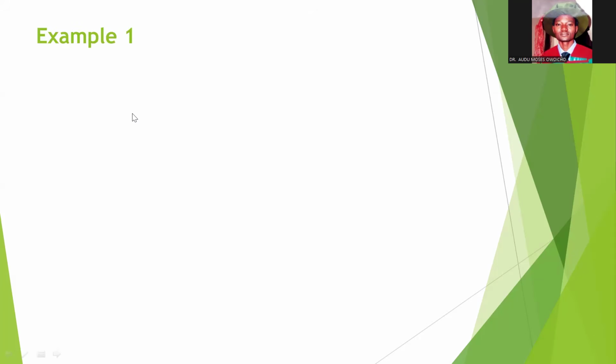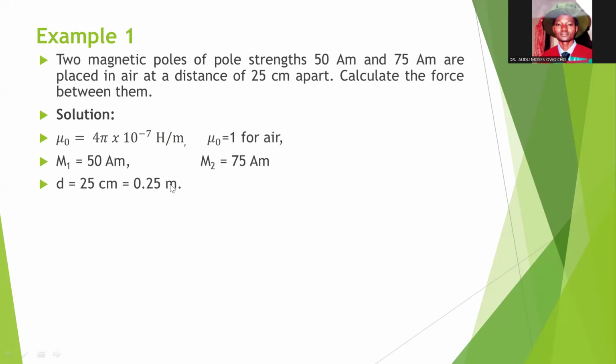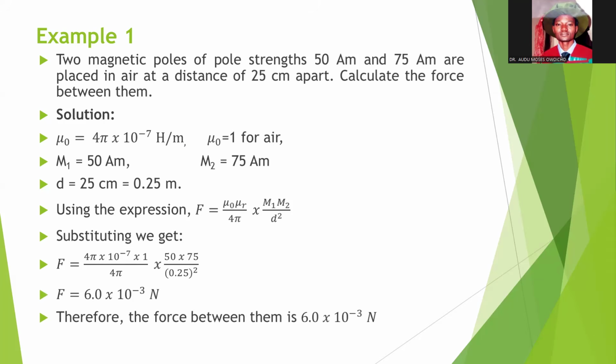Okay, let's look at an example. We have to calculate the force between the two poles. We have the following parameters. The distance between the two poles is given as 25 cm, which we convert to SI unit to be 0.25 meter. Using our earlier expression to compute the force of attraction, by substituting and simplifying, we have the force between the two poles to be 6.0 times 10 to the power minus 3 Newton.